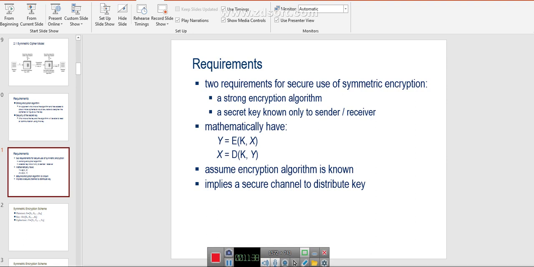So the symmetric encryption scheme can be represented mathematically, whereby if we want to encrypt a particular message, we have to have a strong encryption algorithm as well as a secret key.